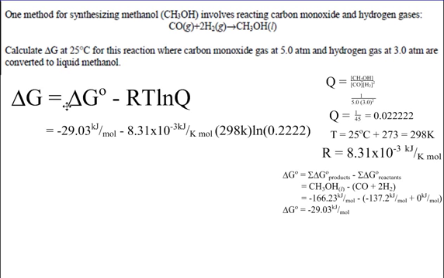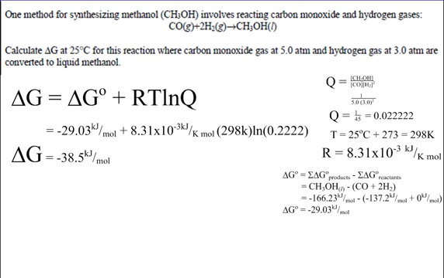So after we've plugged all these values in, we can just follow our normal mathematical operations, and we would find that delta G, or the free energy of this reaction, is a negative 38.5 kilojoules per mole. So therefore, this is a spontaneous reaction.